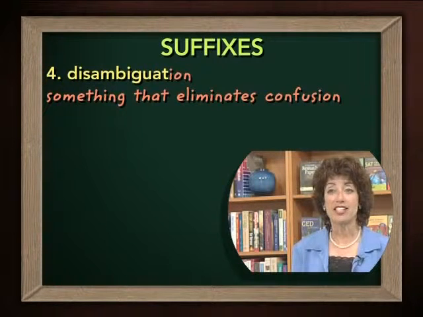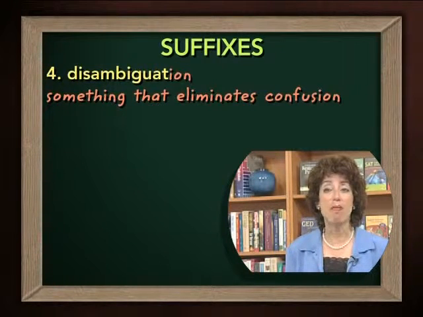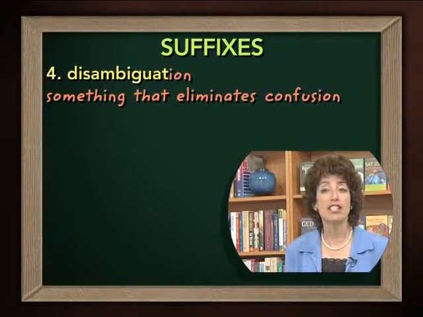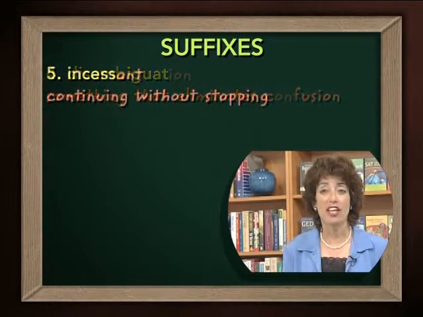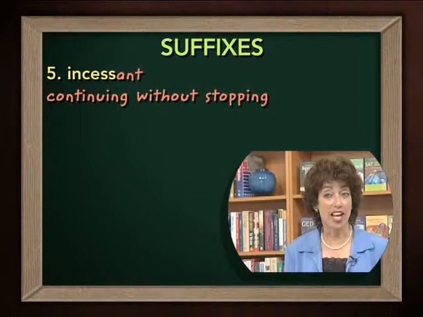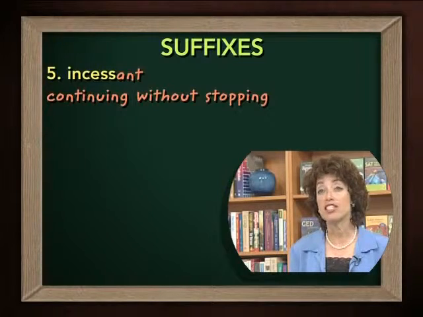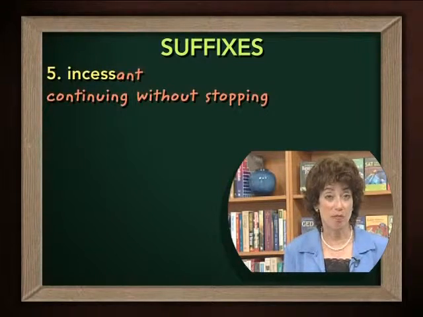Disambiguation ends in ion, means something that eliminates confusion. Incessant ends in ant, and it means continuing without stopping. I chose these words very carefully.